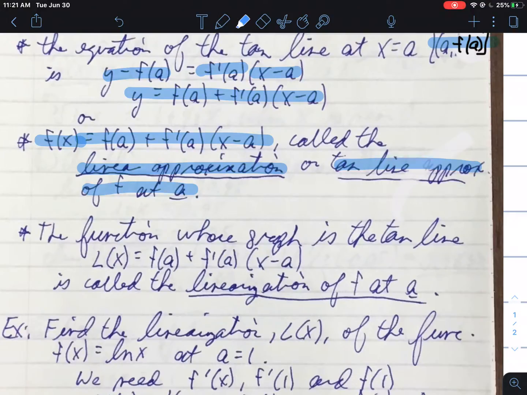The function whose graph is the tan line, we call that function L of x equals f of a plus f prime of a times x minus a.